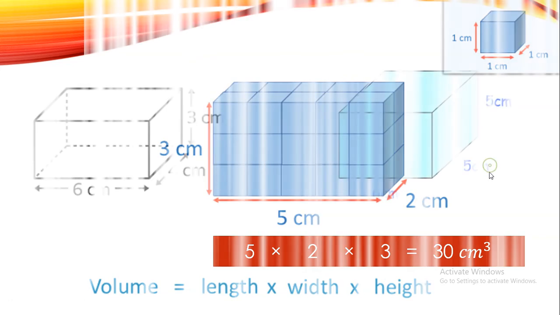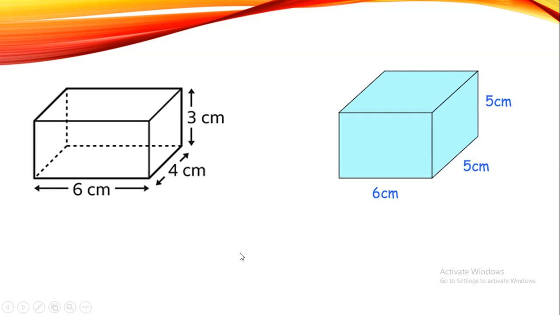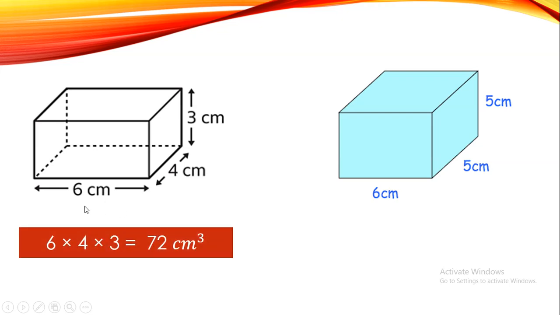Okay? Now to the exercise. We have these two boxes. I want you to find the volume of this box and the volume of this box. Let's start with the one here. Its volume equals the length multiplied by the width multiplied by the height. So 6 times 4 times 3, that's 72 cubic centimeters.